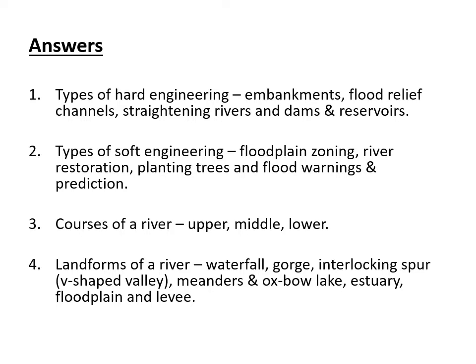And the landforms we have studied are a waterfall and a gorge, an interlocking spur. You may have also written V-shaped valley, although interlocking spur is the more important one. Meanders and oxbow lakes, estuaries, floodplains, and levees. These are all the landforms that we've looked at the formation of. Some of them, remember, formed by erosion, some by erosion and deposition, and some by just deposition. Great, so our brains are now back into rivers.